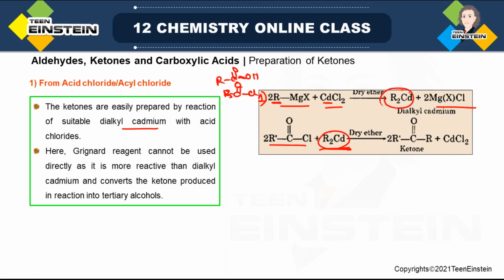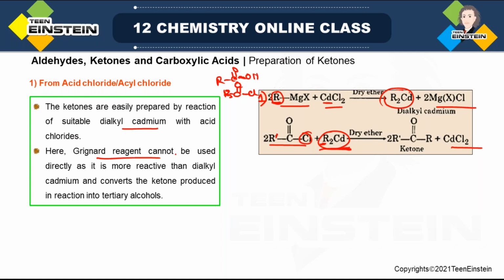Now this R2Cd, dialkyl cadmium, reacts with R prime COCl, because we have already used the group R; it is mentioned here as R prime. What will happen? This R group will come from Cd and take the place of Cl, and Cl will be removed. So you are getting back CdCl2. But what do we get finally? We get a ketone. Okay. Now the question may arise, why are we not using Grignard reagent directly in this reaction?